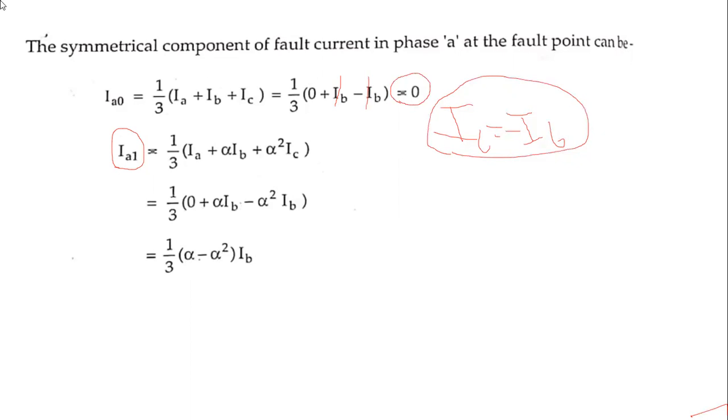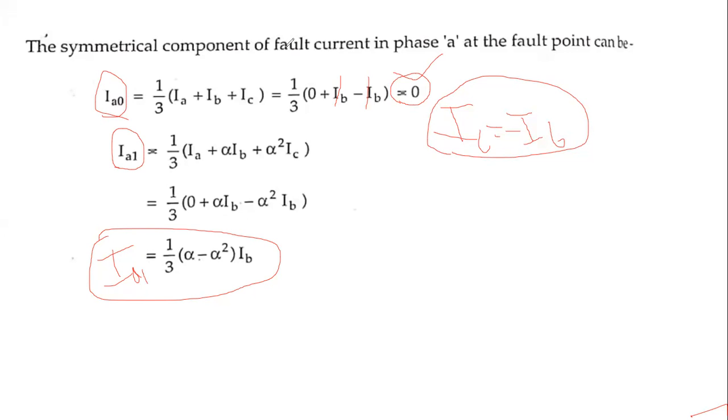This is the formula for the positive sequence current at A phase. Therefore, IA1 is equal to 1 by 3 into alpha minus alpha square into IB, and IA0 is equal to 0. This is the positive sequence current at A phase.